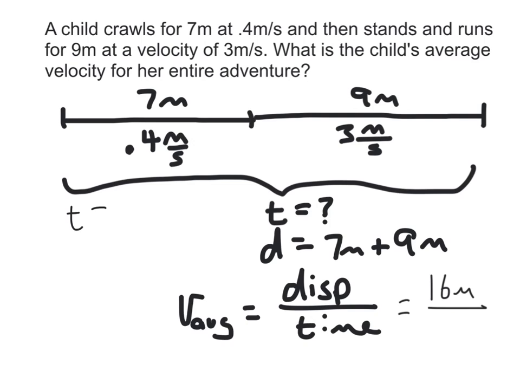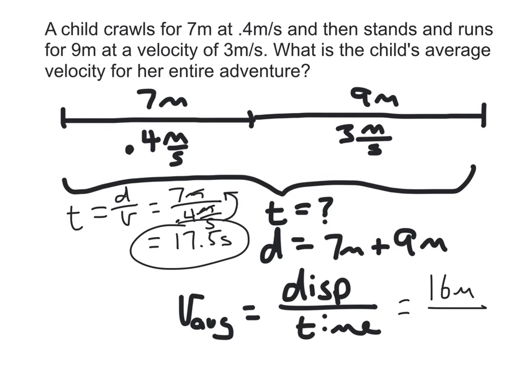But if we figure out the time for the first part of the trip, and we add it to the time for the second part of the trip, we should be able to figure out what the total time was. So the time for the first part of the trip is simply 7 meters divided by 0.4 meters per second. Look at our units, the second moves to the top, and we have an answer of 17.5 seconds.